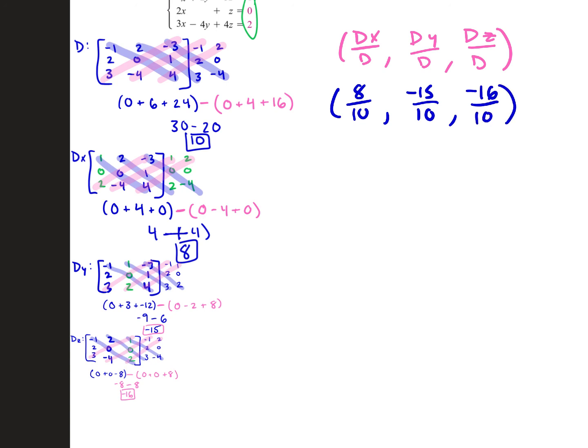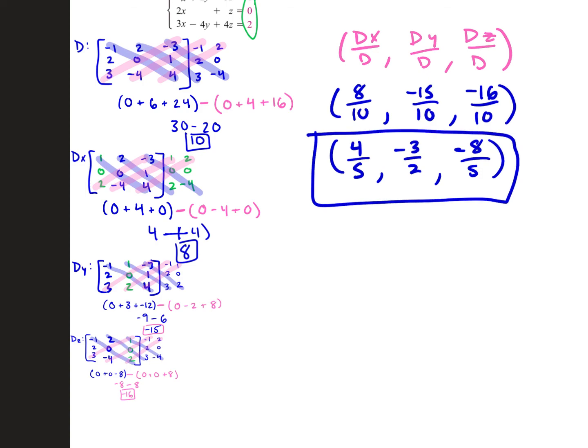And then we just simplify. Don't forget to simplify at the end. So how can I simplify 8 over 10? 4 over 5. Perfect. How do I simplify negative 15 over 10? Negative 3 over 2. And negative 16 over 10? Negative 8 over 5. So that is our answer.